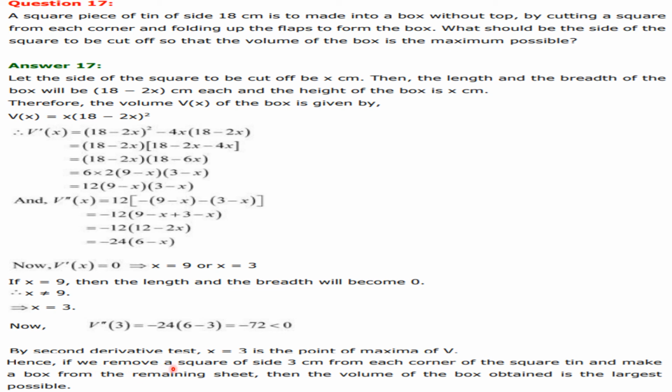Hence if we remove a square of side 3 centimeters from each corner of the square tin and make a box from the remaining sheet, then the volume of the box obtained is the largest possible. Understood this point, my dear children? If you cut the square of side 3 centimeters from each corner and, using the remaining sheet of the tin, prepare a box, then its volume is maximum. Understood, my dear children? Right.